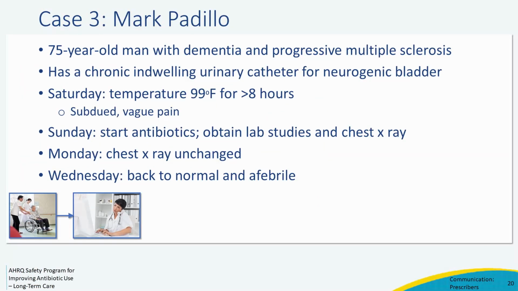Mark Padillo is a 75-year-old man with dementia and progressive multiple sclerosis. He has a chronic indwelling urinary catheter for neurogenic bladder. On Saturday, he had 2 temperatures of 99 degrees Fahrenheit and seemed more subdued. Mark felt like he had more pain than usual, but is vague about where that pain is coming from.